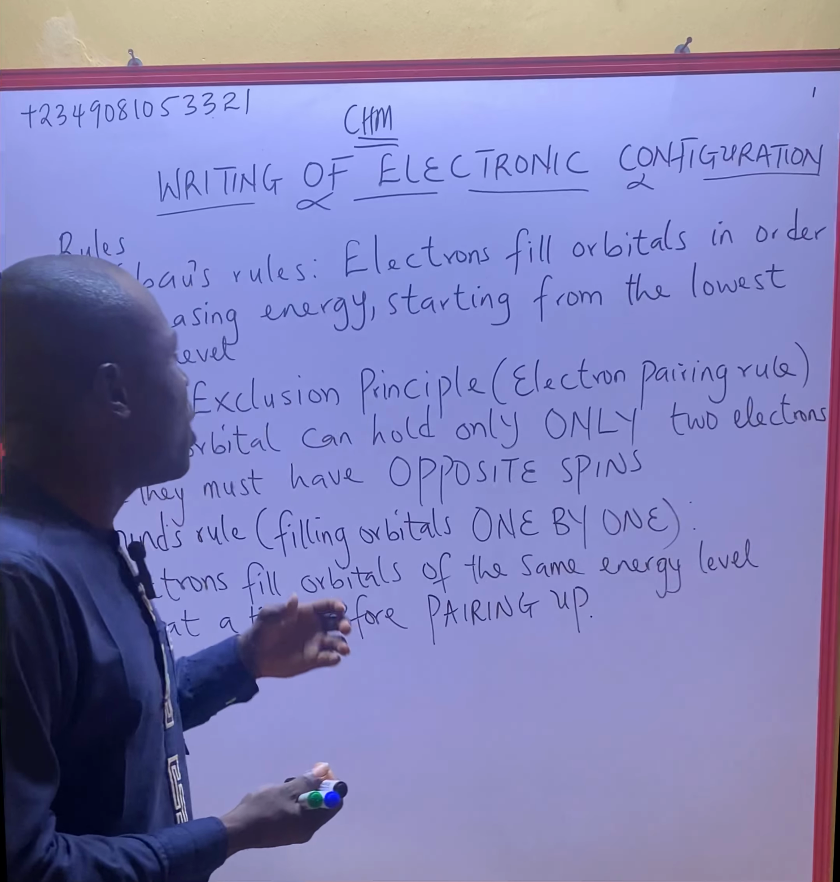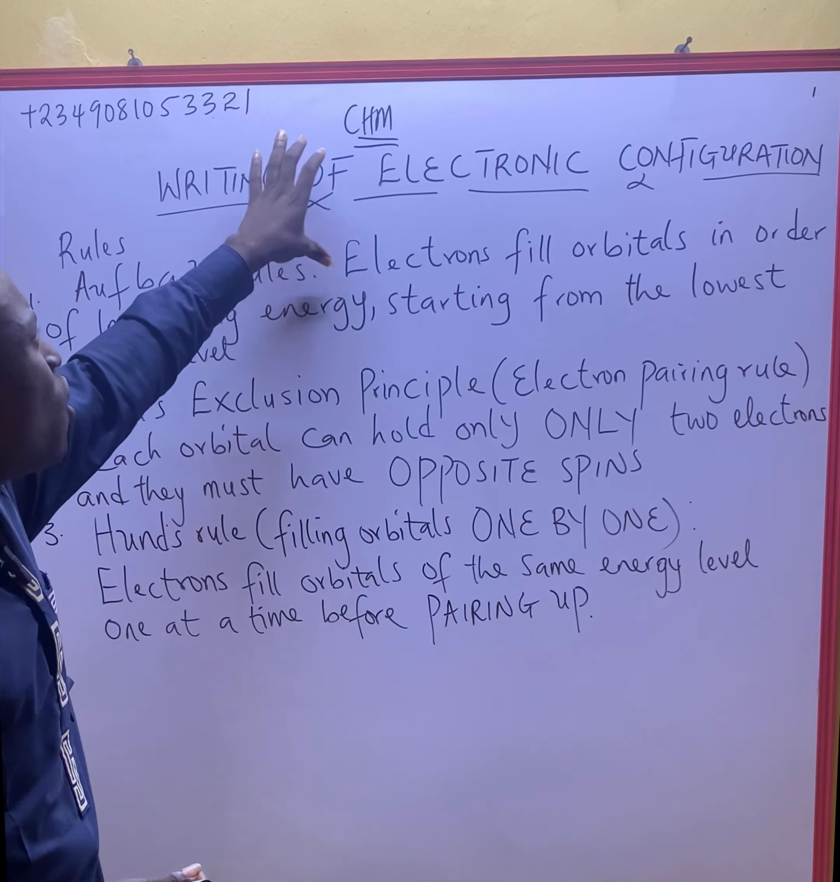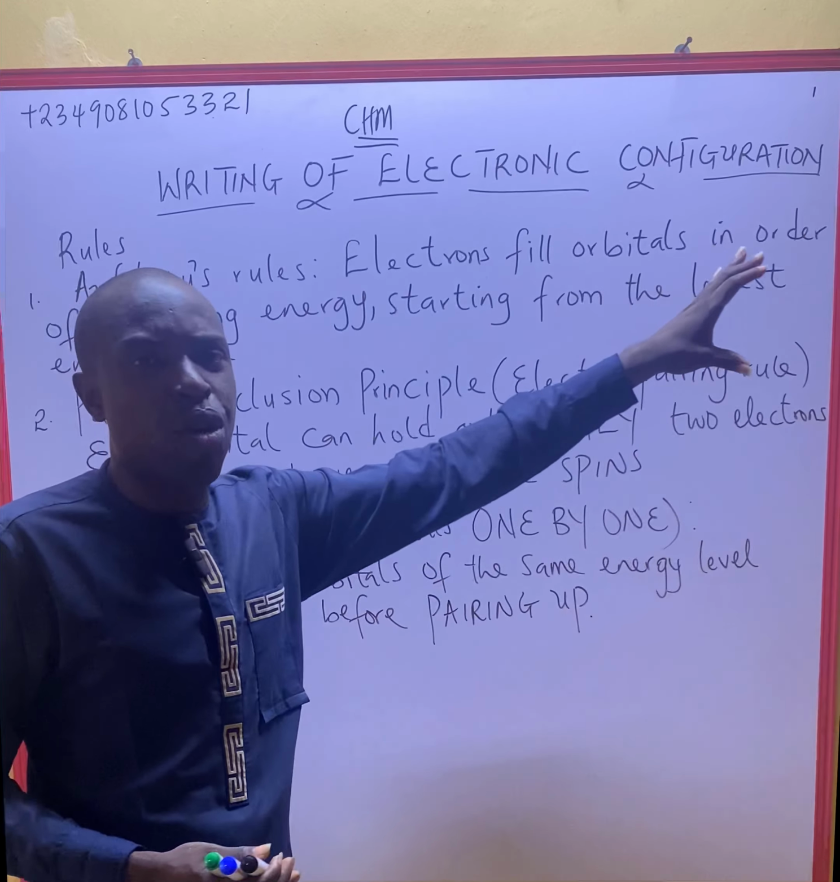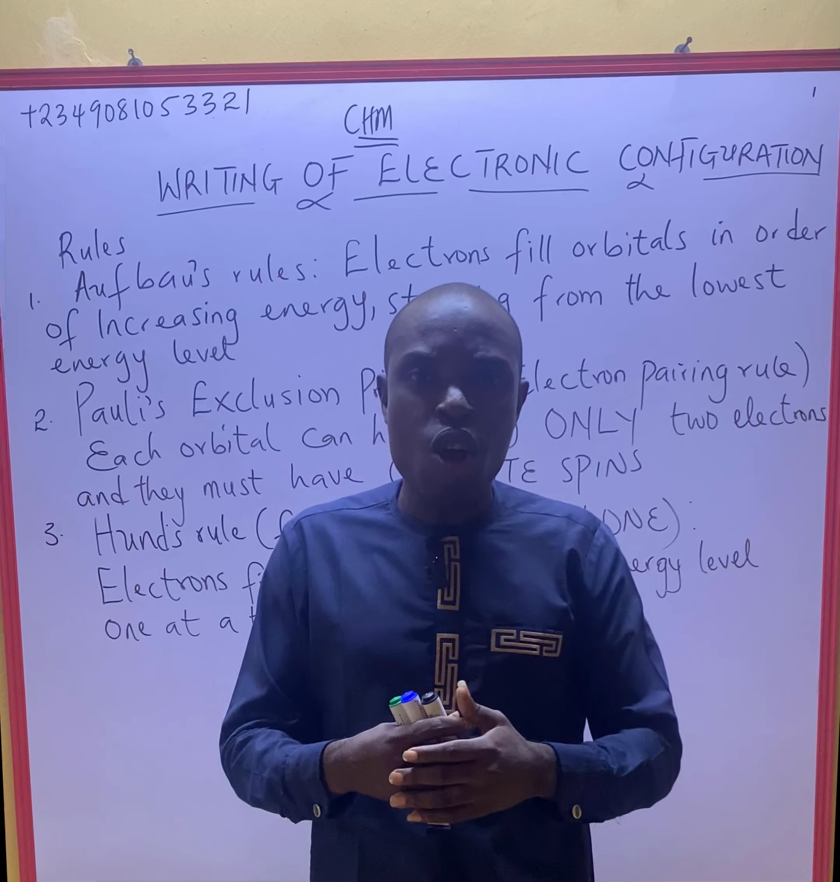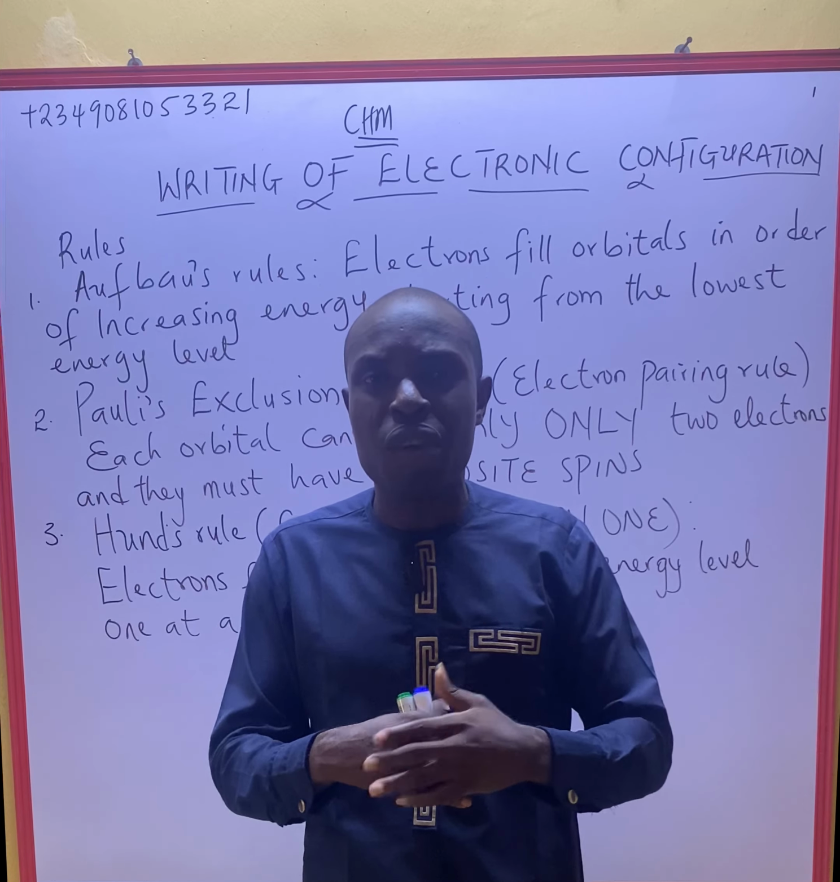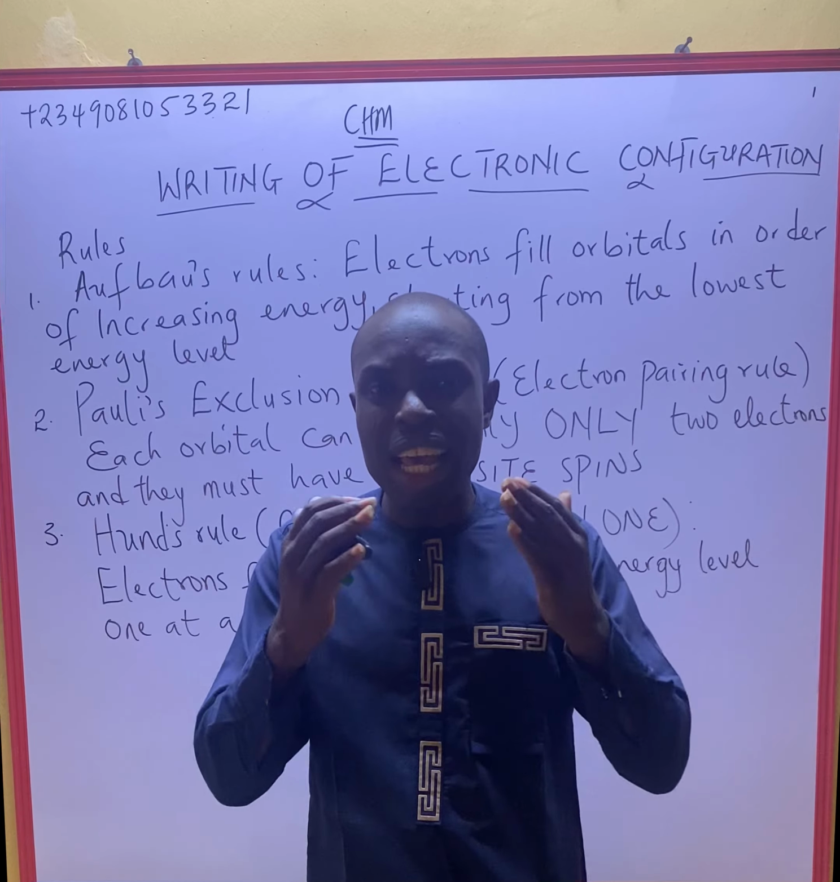Now, on the board is writing of electronic configuration. This aspect is a very critical aspect. We'll start with the definition of electronic configuration. This simply means the arrangement of electrons in an atom, and there are rules that guide the writing of the electronic configurations of elements.